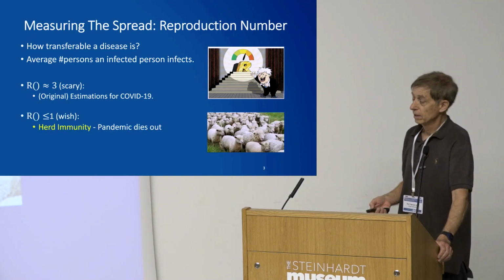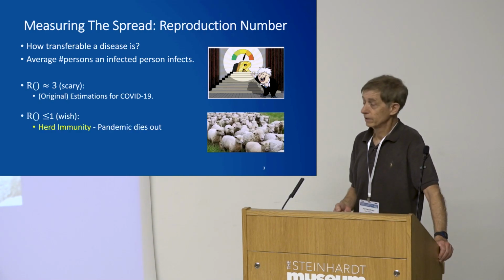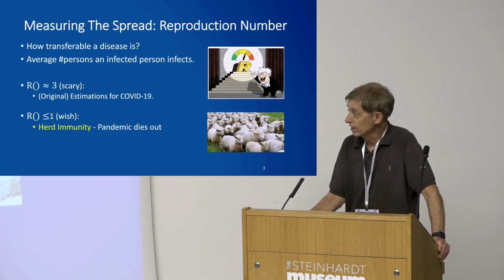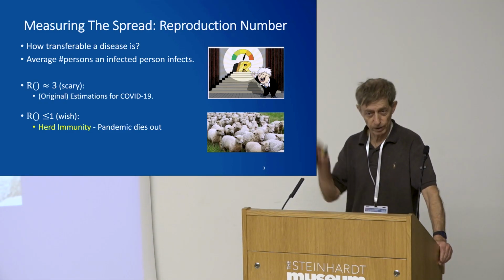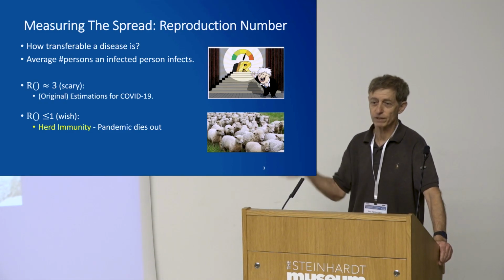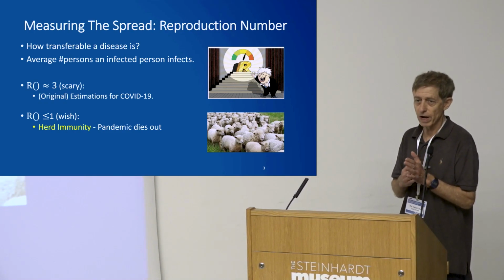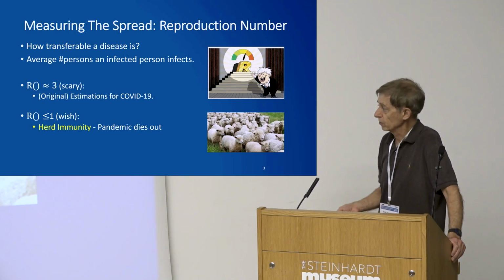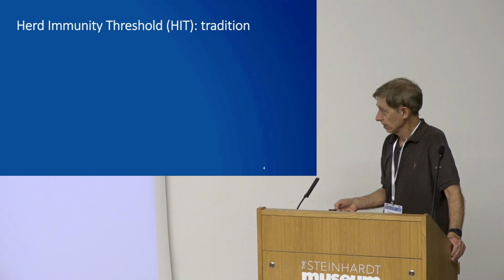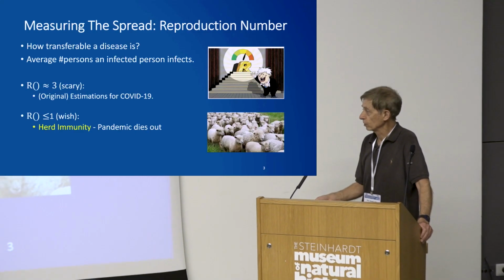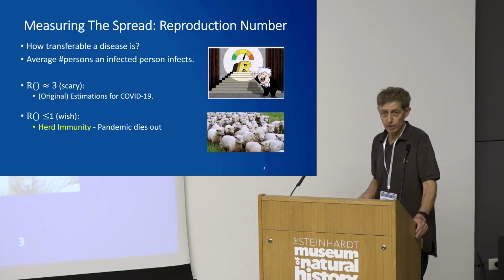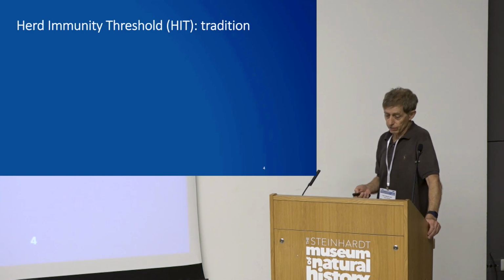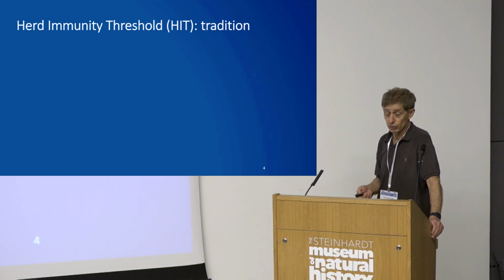On the other side, there's R less than 1. This is the wish and dream of everybody on COVID, that R will go below 1. We looked at the paper every day and hoped that R would go below 1, because when R goes below 1, the pandemic dies out, the spread dies out. And this is called herd immunity. So herd immunity, or R less than 1, is what we are after. A few words about what herd immunity, or the herd immunity threshold, is.